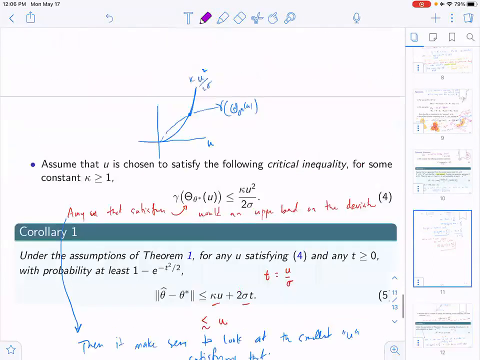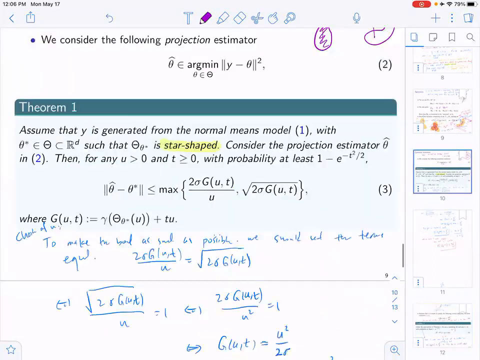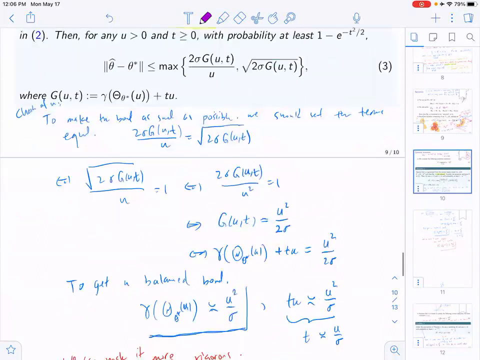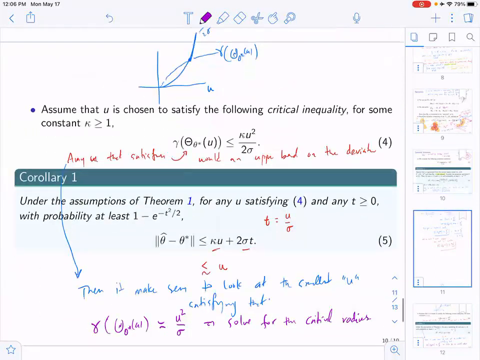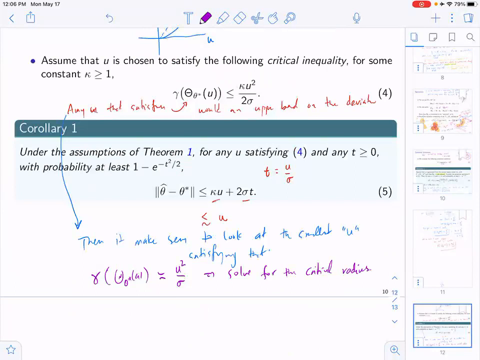So I'm going to maybe come back to the proof of this later, but I just want to show you how interesting this result is in terms of the kind of things that you can do.